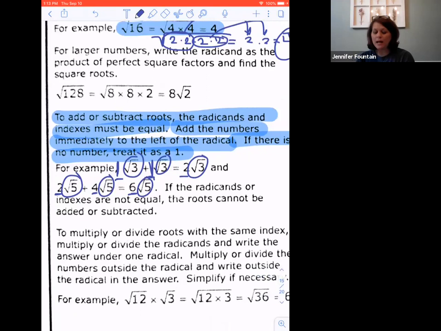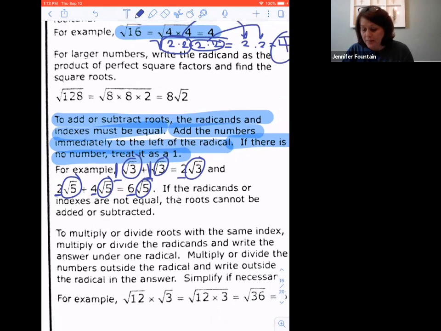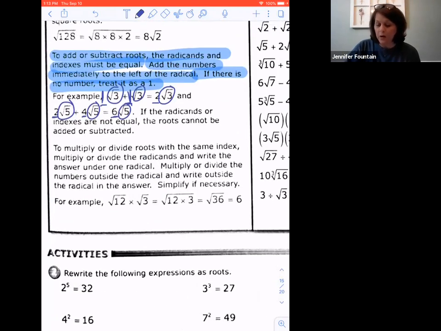And it says if the radicands or the indexes are not equal, the roots cannot be added or subtracted. So they have to be the same to be able to add or subtract. Now the next section says to multiply or divide roots with the same index. The only thing it has to have is the same index. You multiply or divide the radicands and write the answer under one radical. Multiply or divide the numbers outside the radical and write them outside the radical in the answer.